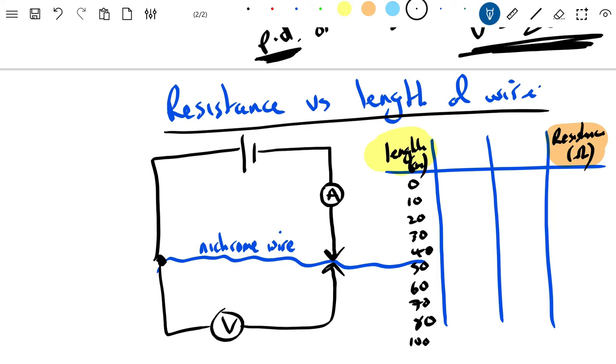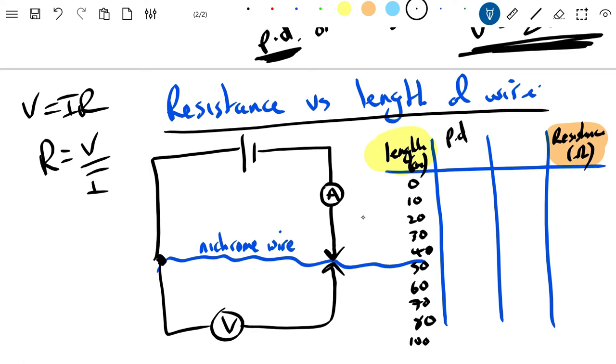Now, from our equation before, we've got resistance from V equals IR. We've got R equals V over I. So we need to do potential difference divided by current. So I do potential difference in volts, and current in amps. Now, the potential difference we're going to get from that reading. The current we're going to get from this reading here. Current from that reading.